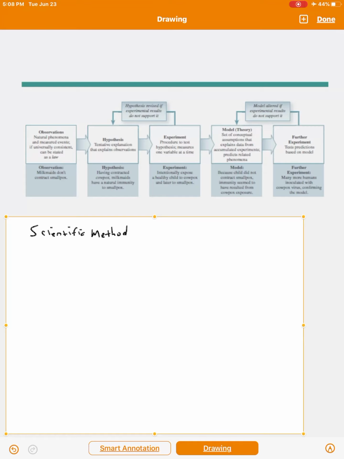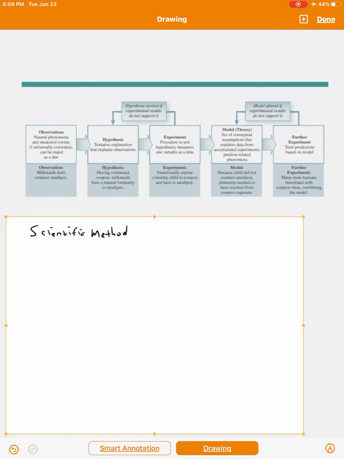If it had not supported the hypothesis, let's say the child had been exposed to the cowpox, but then still got smallpox, then he would have to change that hypothesis, come up with a different hypothesis to explain what he's observing, okay? So what happened was, because the child didn't contract smallpox, it seems as though the immunity resulted from the cowpox exposure.